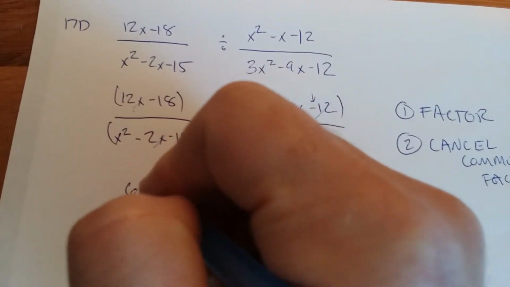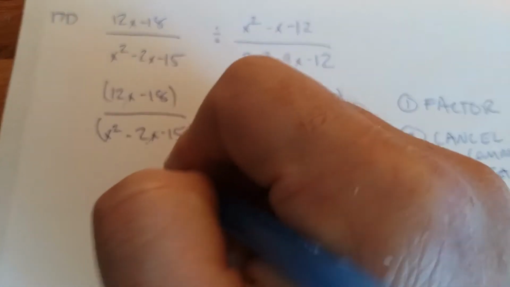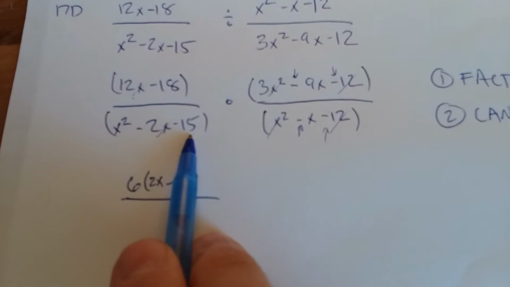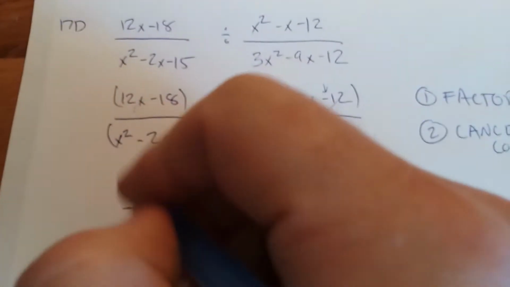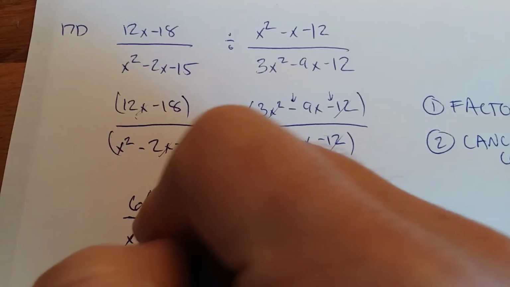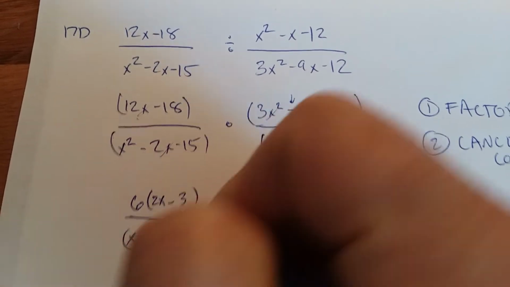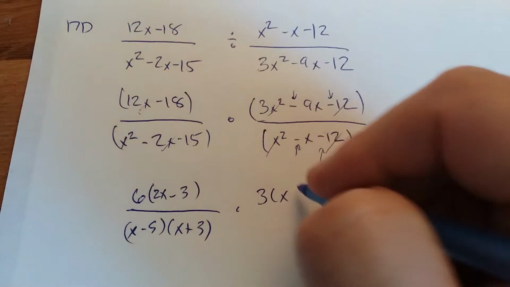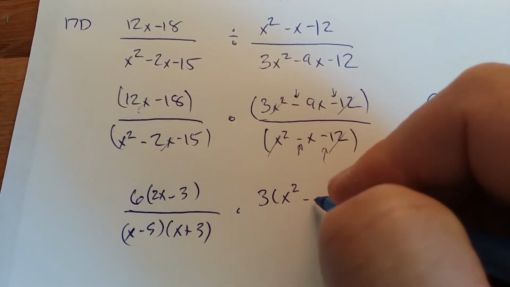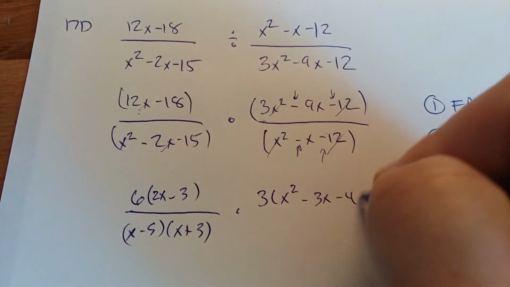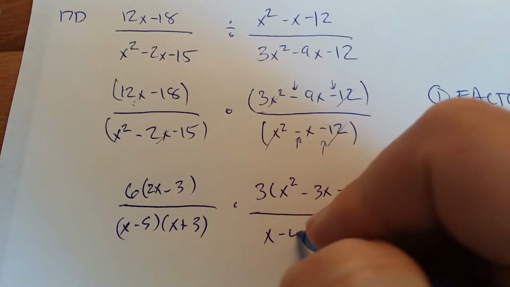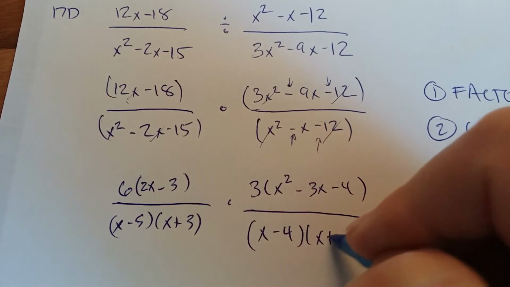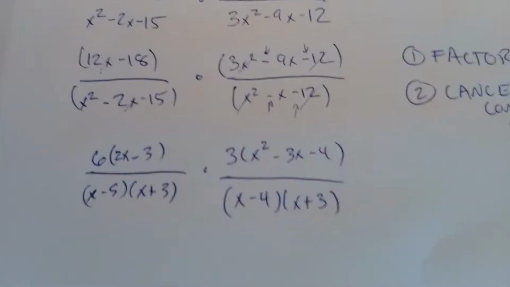So the first one, a 6 goes into both 12x and 18. In the bottom one, what multiplies to give me negative 15 and adds to give me negative 2? The answer is x minus 5 and x plus 3. This one's a little more tricky to factor. The first thing we need to do is pull out the 3. And down here, what multiplies to give us negative 12 and adds to give us negative 1?